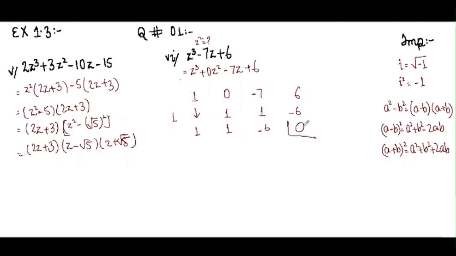Now this 0 is separated. Now we have to write the quotient starting with the power one less than the greatest power of the original polynomial. The original polynomial has the greatest power 3, so we have to start with 2, not 1, not 0. So z square, plus z, and so on.